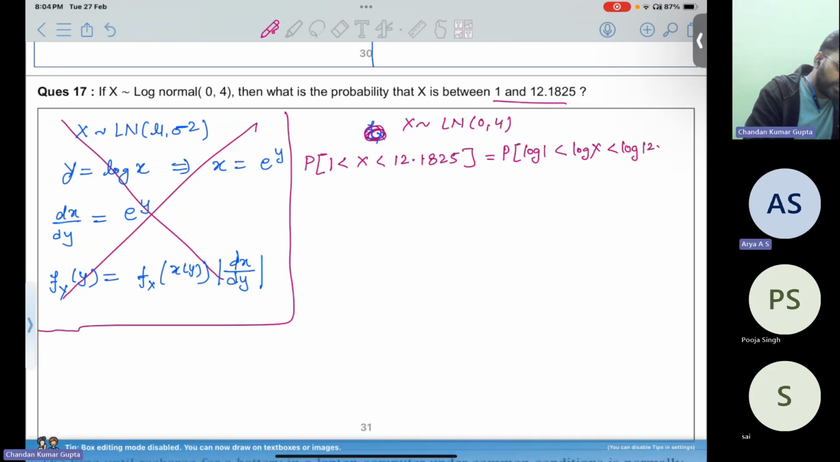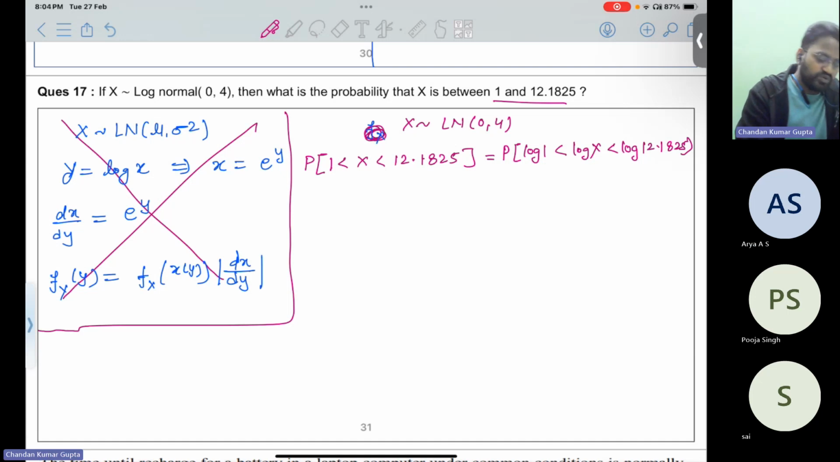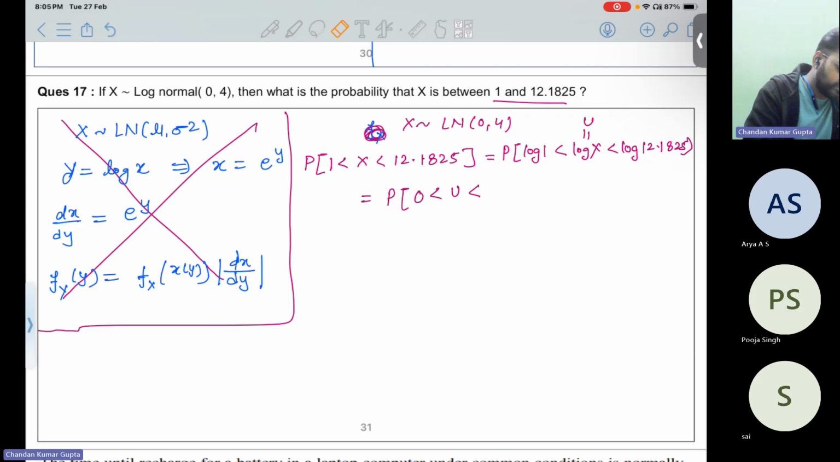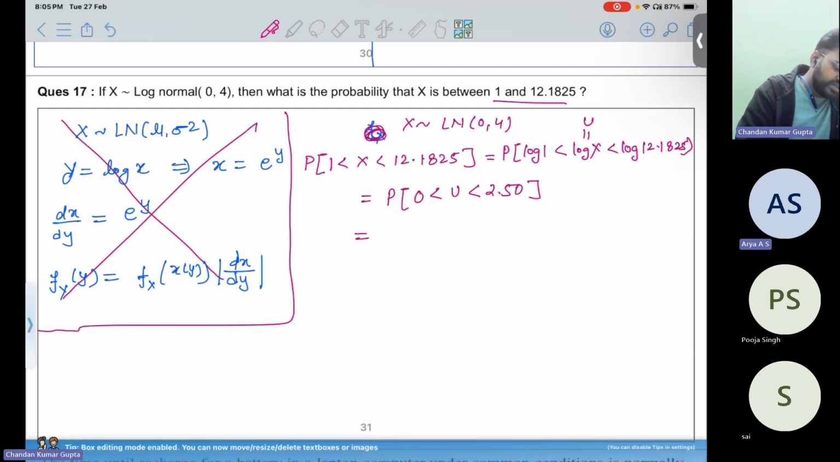Again, in a similar manner, we will take the log: probability that log of 1 is less than log of x, less than log of 12.1825. Now, since x follows log normal, log x follows normal. So log of 1 equal to 0 actually. Suppose it is equal to u, and the upper limit is log of 12.1825. You may use a calculator to find the value. It is equal to 2.50 actually.